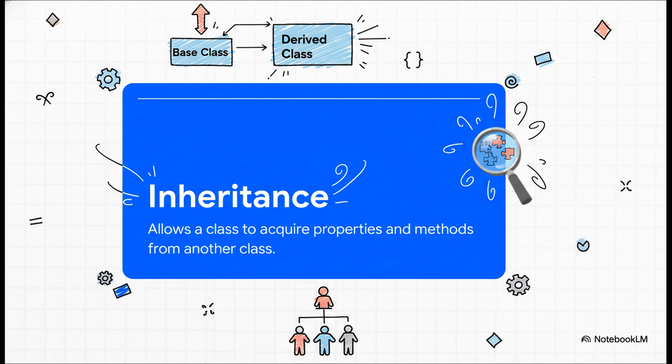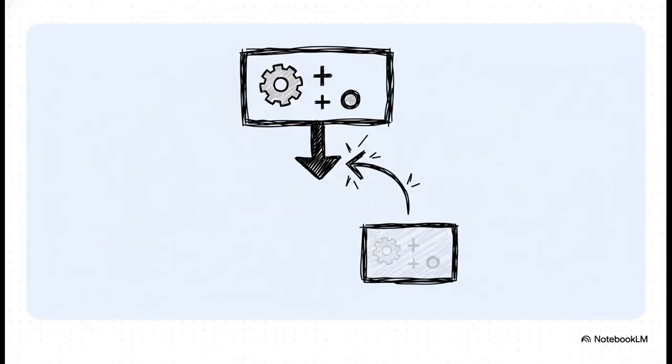At its heart, it's really all about creating relationships between your classes, which lets you share code and build a much more logical structure. The easiest way to think about it is like a family tree. You've got what's called a base class. That's kind of like the parent. And then you have a derived class. That's the child. The child class automatically inherits all the public traits and behaviors from its parent. It creates this really nice, clear hierarchy.